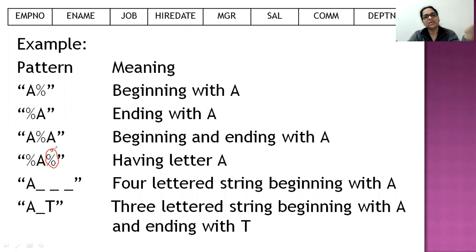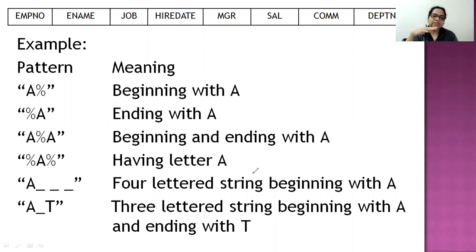It could be at the beginning, it could be at the end, it could be the second letter, it could be the middle letter or whatever. So the first 4 examples that I showed you are all using the percentage sign. Now coming to the fifth one, A underscore underscore underscore. What does it mean? I'm looking for a string which definitely starts with the letter A, but after that it could have any 3 characters, but compulsorily there has to be 3 characters, but it could be anything.